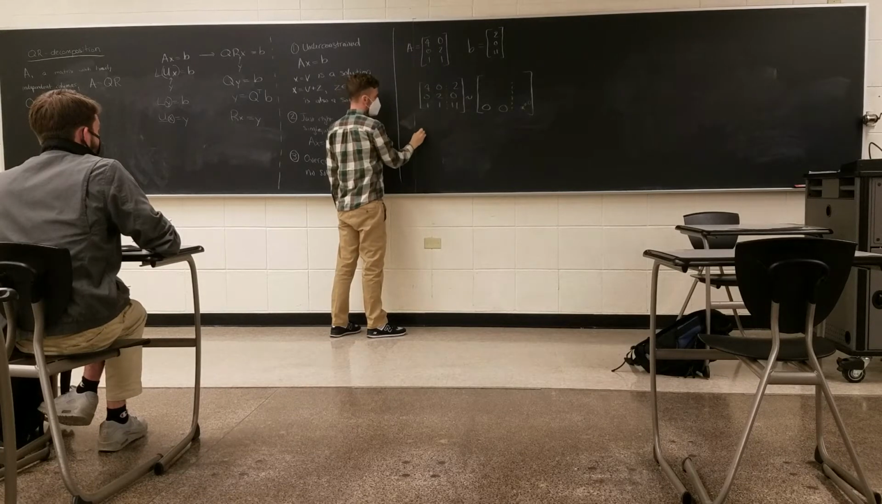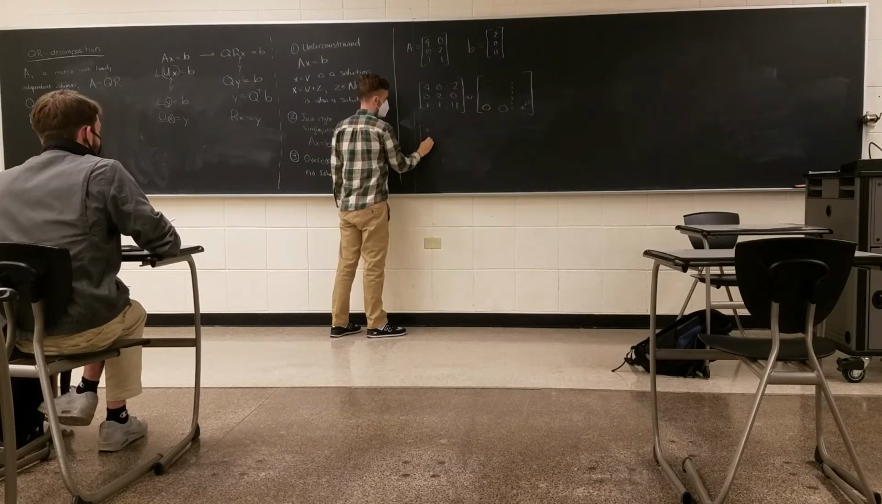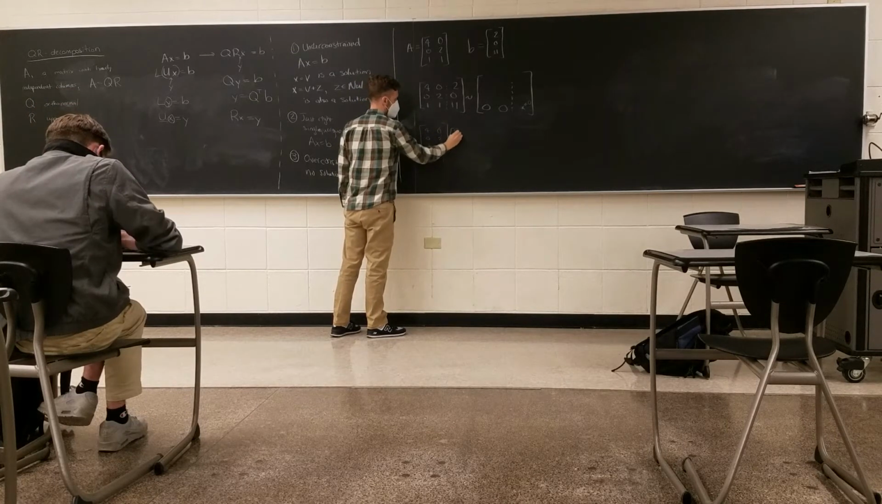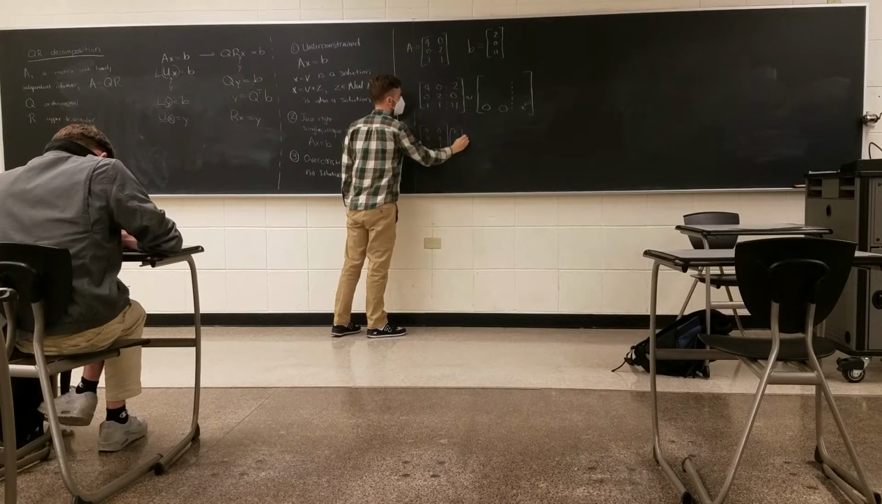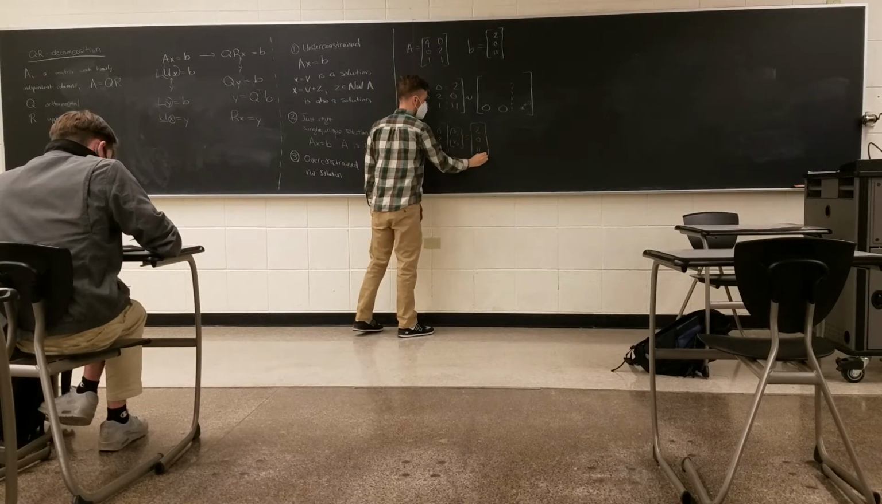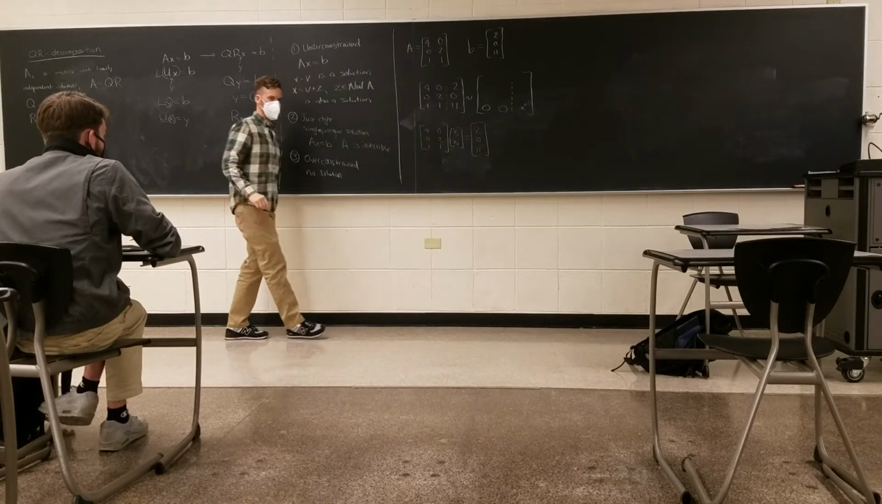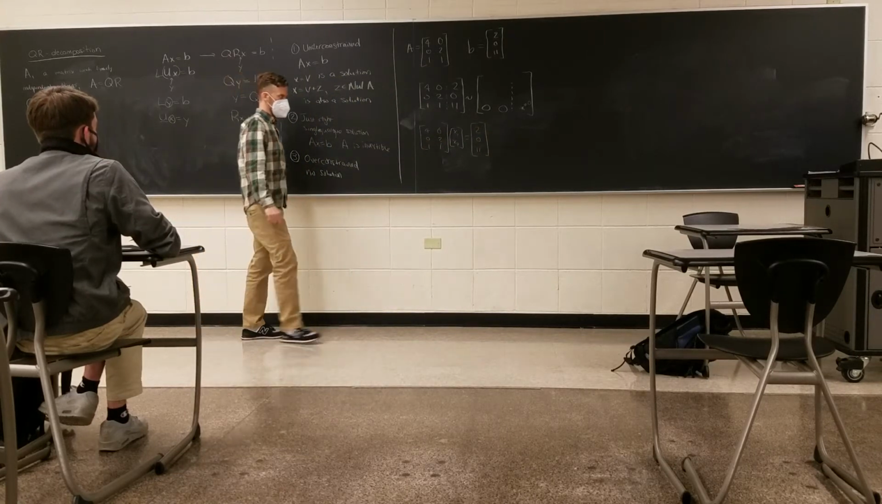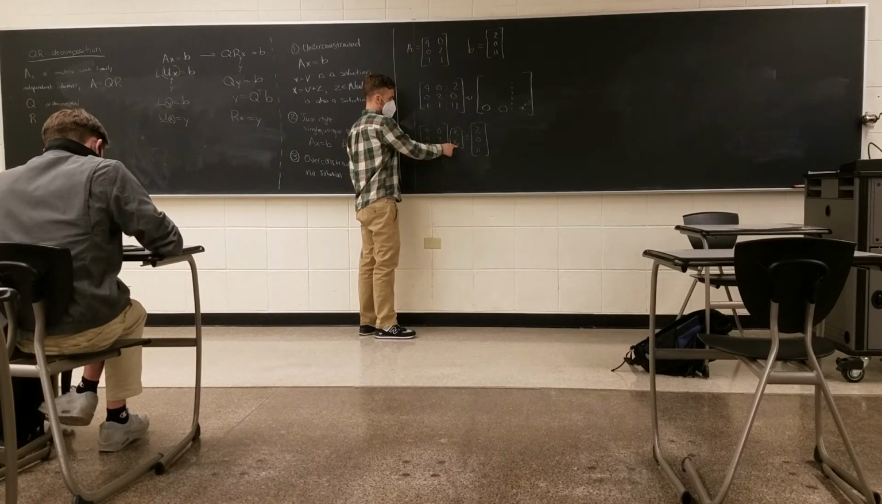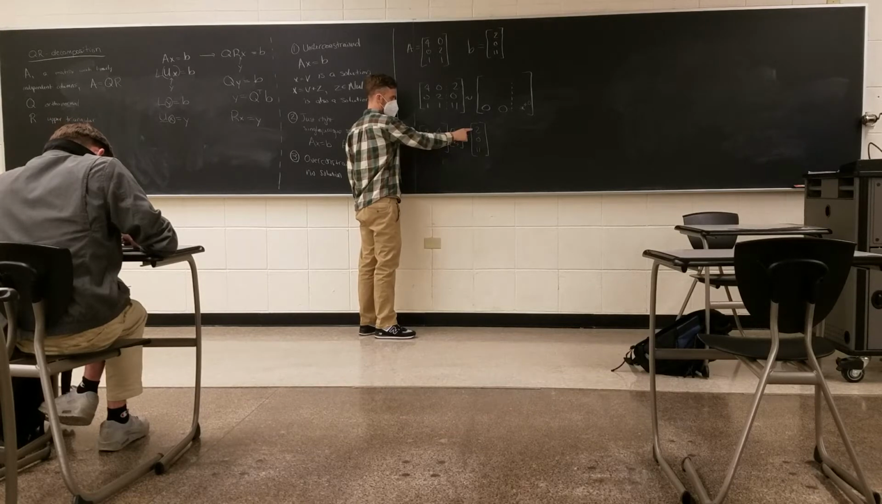AX equals B, it would be something like X1, X2 equals 2, 0, 11. There would be some linear combination of these two columns. That's what we're doing when we're solving this equation or system of equations: we're finding a linear combination of this column and this column that gives us this column.